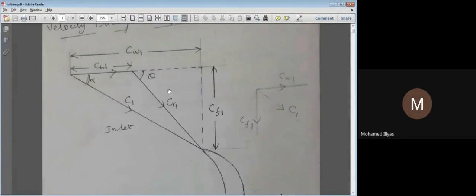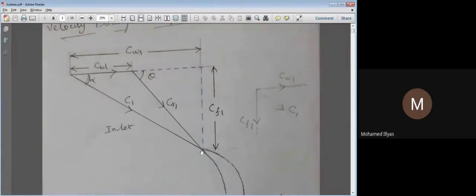So let us first understand this velocity triangle now, because this velocity triangle is very important for us, because when solving the problems, we need to draw this velocity triangle. From this, we will have to proceed. First, let us take up the inlet velocity triangle here.